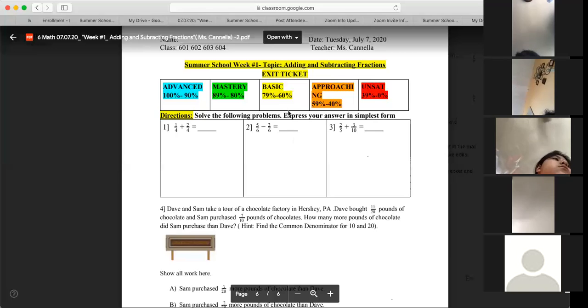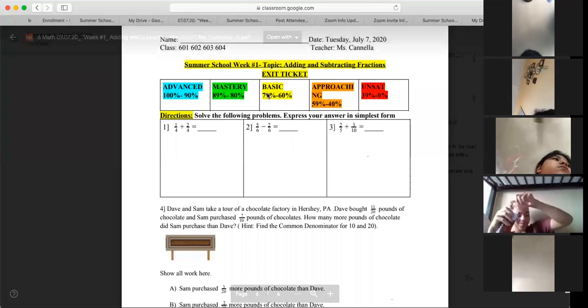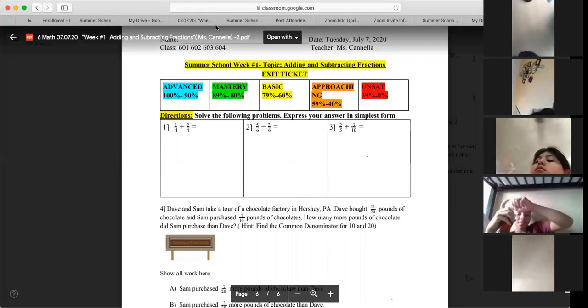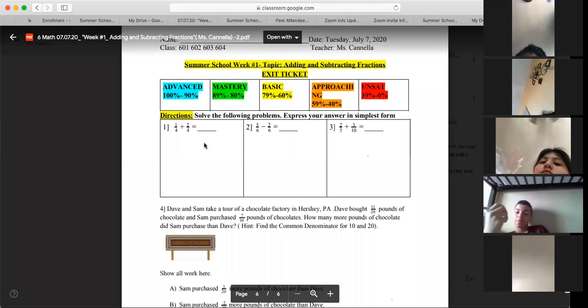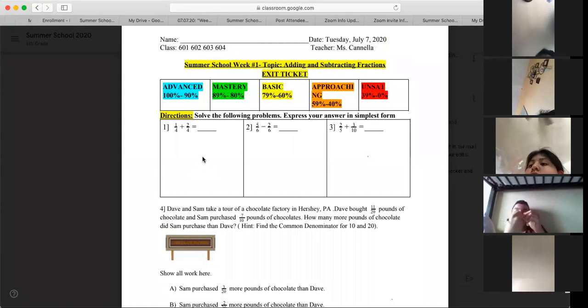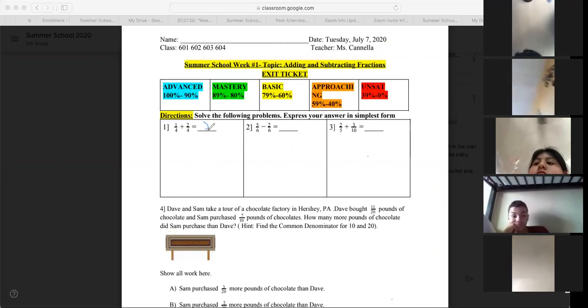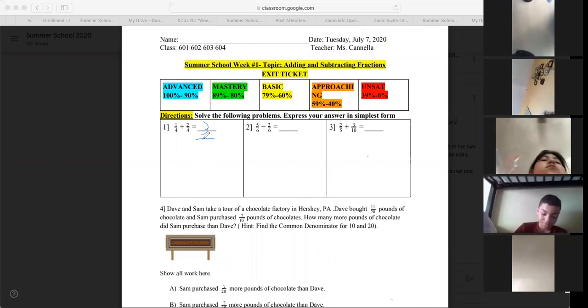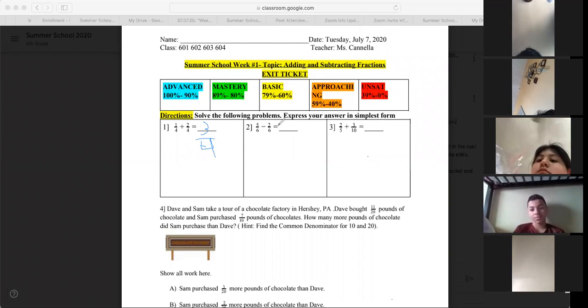Directions: solve the following problems. Express your answer in simplest form. All right, so Leilani, number 1, we got 1/4 plus 2/4. Lorenzo, pay attention. 3/4. Good. Please write 3 over 4. Okay, thank you.